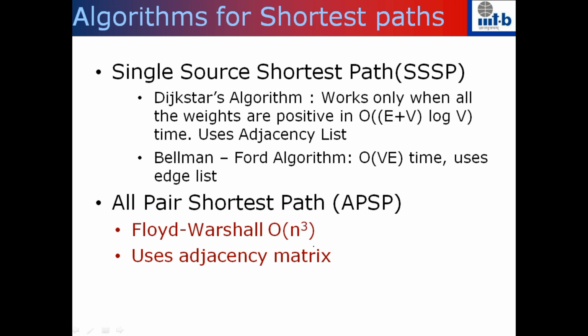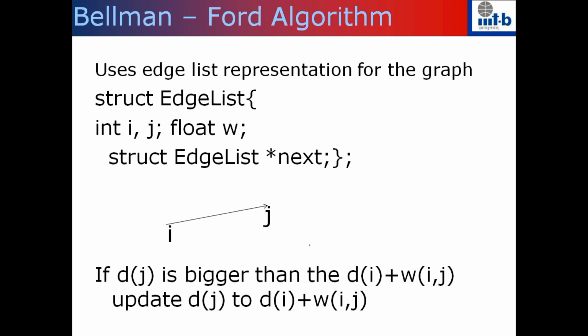So let's look at the Bellman-Ford algorithm. What we said is that it uses the edge list representation. Every node in the linked list will have three parameters: i, j, and a floating point value w, which is the weight of the edge from i to j. This is the structure of the edge list that we are going to use.